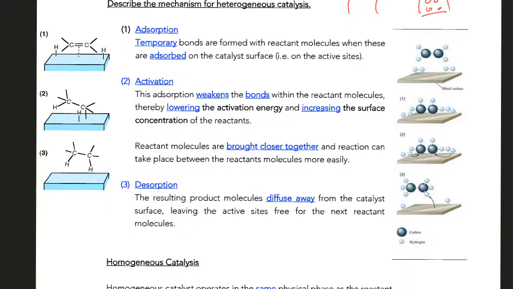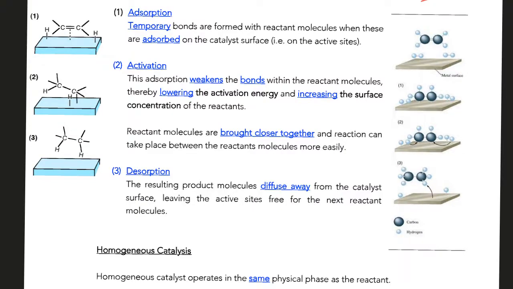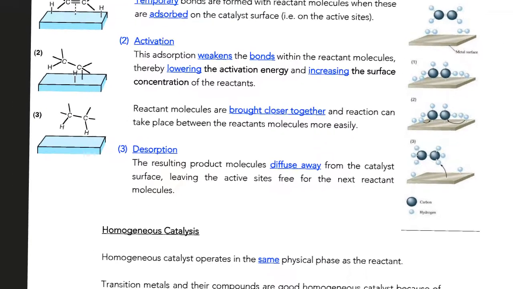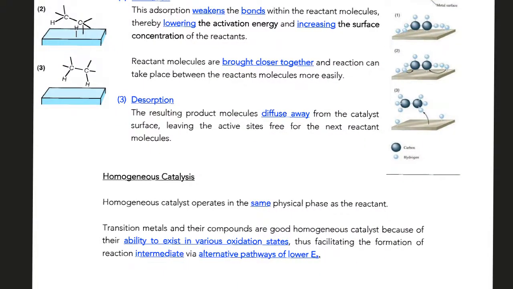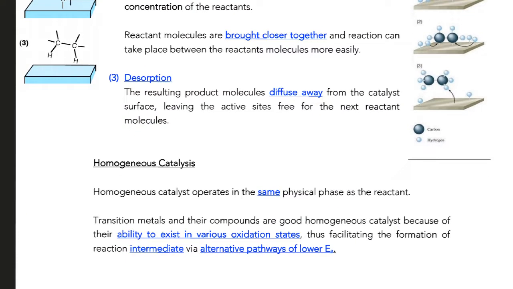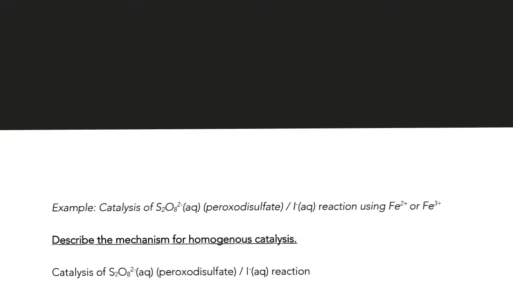Now homogeneous catalysts operate by a different mechanism or pathway. Remember, homogeneous catalysts are the ones where the catalyst is in the same state as your reactants. The reason transition metals can act as homogeneous catalysts is that they can exist in various oxidation states, and these various oxidation states have relatively similar stability, so they can transit between the various oxidation states easily.